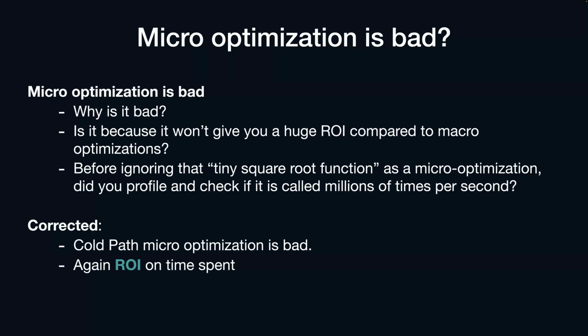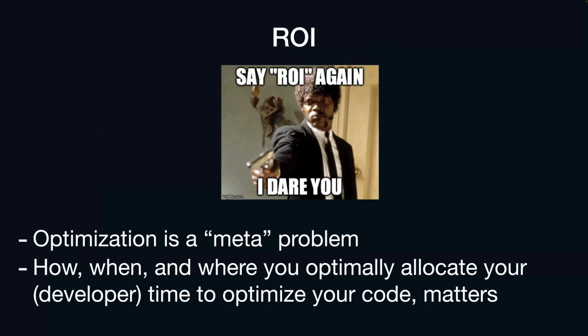Again, comparing between macro optimizations and micro optimizations, as well as comparing between micro optimizations and call path optimizations, we are talking about return on investment on the time spent on our code base doing optimization. So we are coming back to this return on investment term every time we discuss optimizations. Optimization is actually a meta problem. When, where, and how you allocate your resources or developer time doing optimizations does actually matter. So you have to optimize the time you spend on doing optimizations.